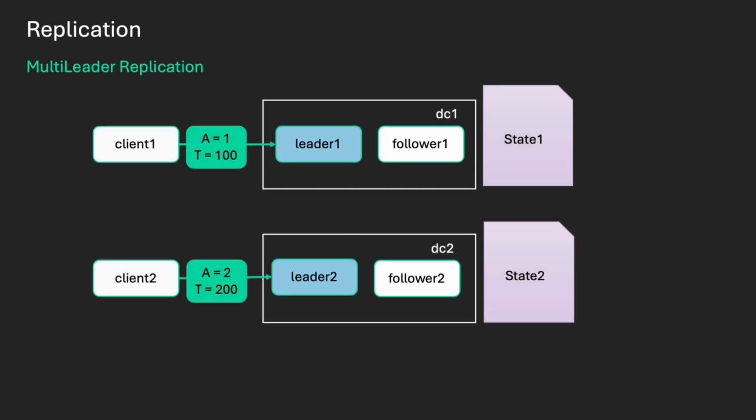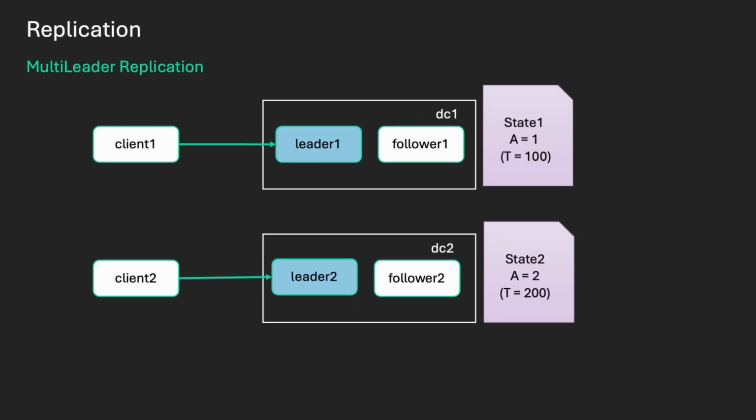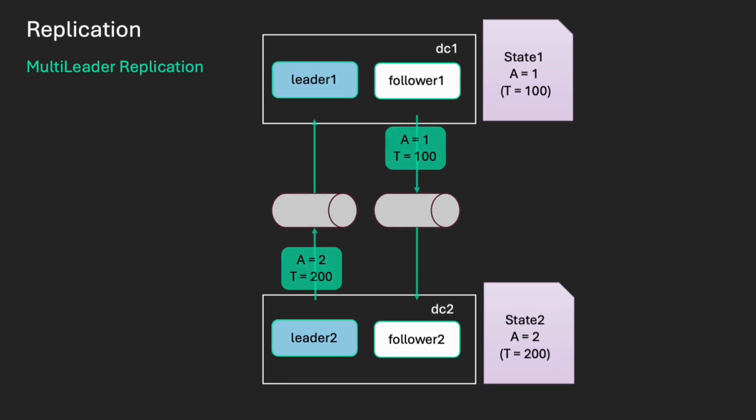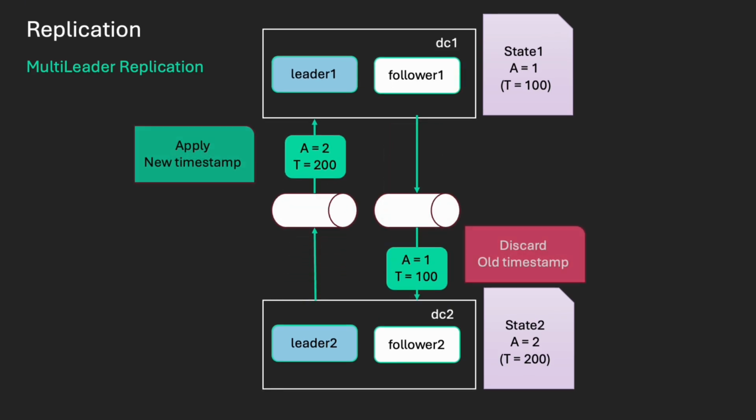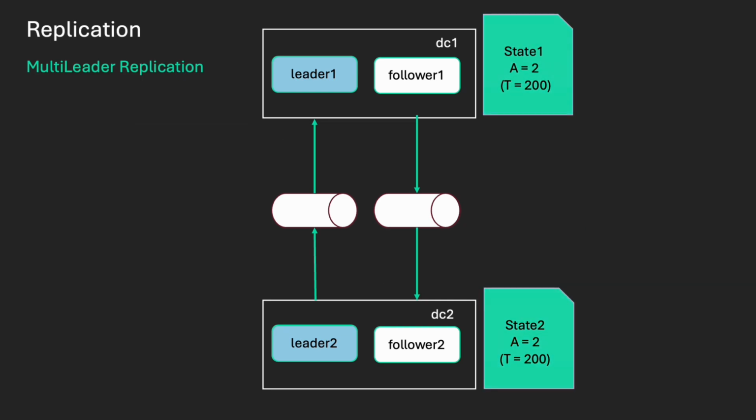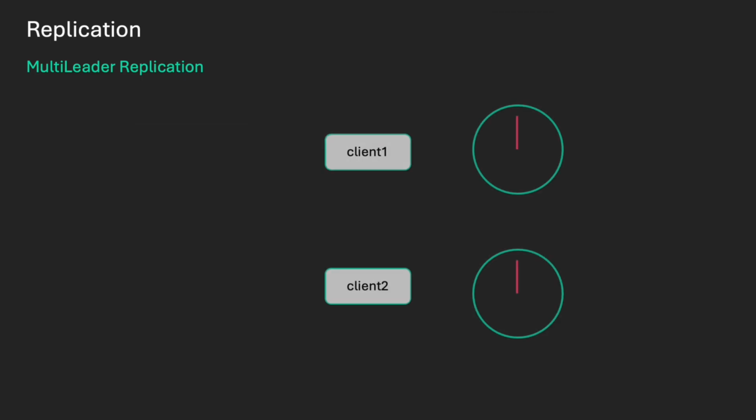Another approach is time-based resolution, where a timestamp is sent with every change. If a leader receives an update with an older timestamp, it simply discards it. This ensures that all data centers have a consistent view of the data. However, this approach has a major problem. Time synchronization across servers is unreliable. We will dive deeper into this issue in a later video.